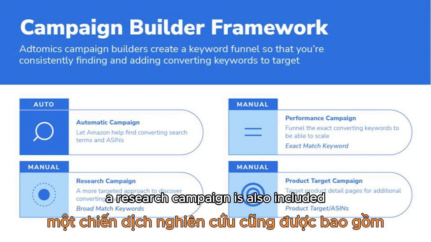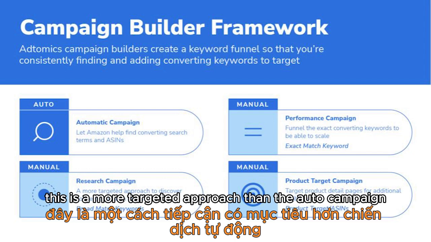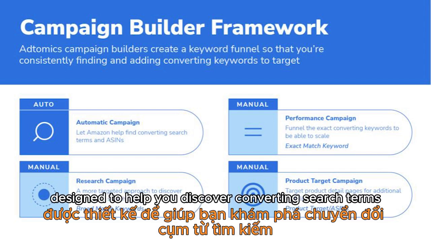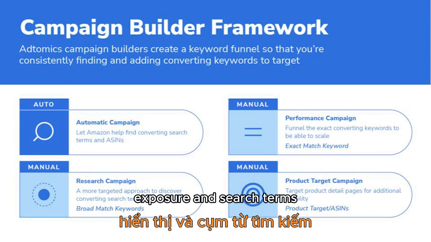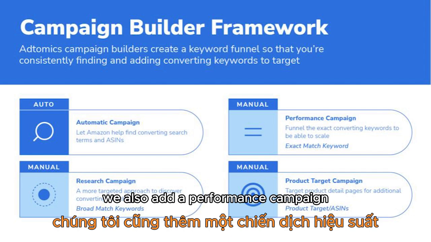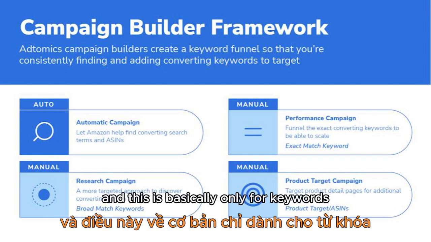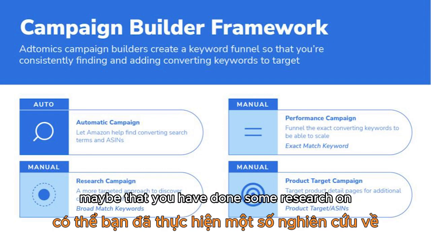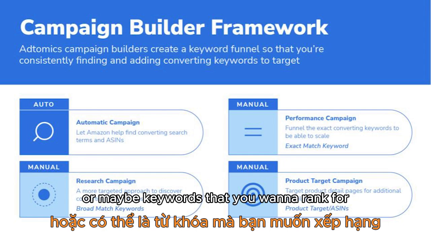A research campaign is also included, and these are going to include broad match keywords. This is a more targeted approach than the auto campaign, and again, designed to help you discover converting search terms, because broad match keywords are designed to get exposure and search terms. We also add a performance campaign, and this is our exact match keyword campaign, and this is basically only for keywords maybe that you have done some research on and you know that they're going to convert, or maybe keywords that you want to rank for.